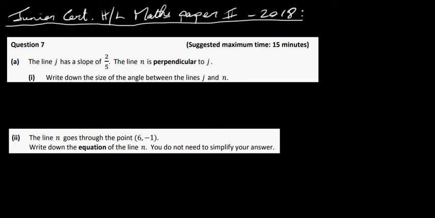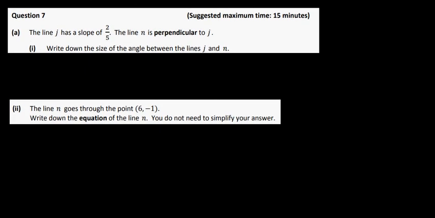Okay, so this is the Junior Certificate Higher Level Maths Paper 2 for 2018, and it's question 7. So we have the line J. It has a slope of 2 over 5. The line N is perpendicular to J. Write down the size of the angle between the lines J and N. Well, it's just 90 degrees.